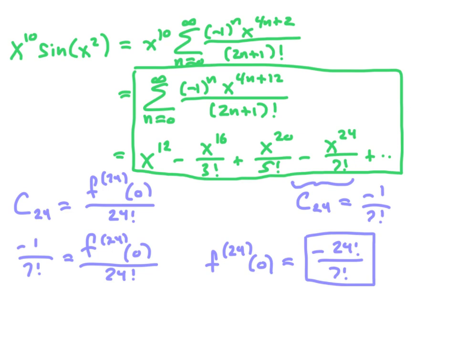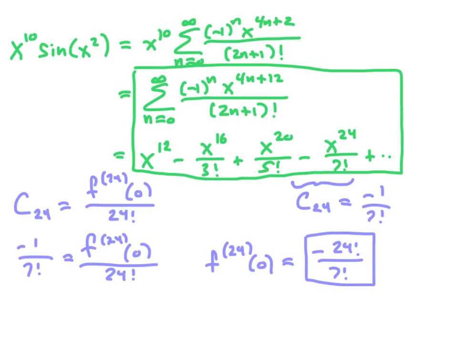We then multiply this Maclaurin series by x to the 10th to get the Maclaurin series for our function f. So here we multiply our Maclaurin series for sine x squared by x to the 10th. This increases the exponent of x by 10, so that our Maclaurin series now has x to the 4n plus 12 as part of its formula for its terms. And if we work out the first four terms here, we see that those are x to the 12th minus x to the 16th over 3 factorial, plus x to the 20th over 5 factorial, minus x to the 24th over 7 factorial, and so on.